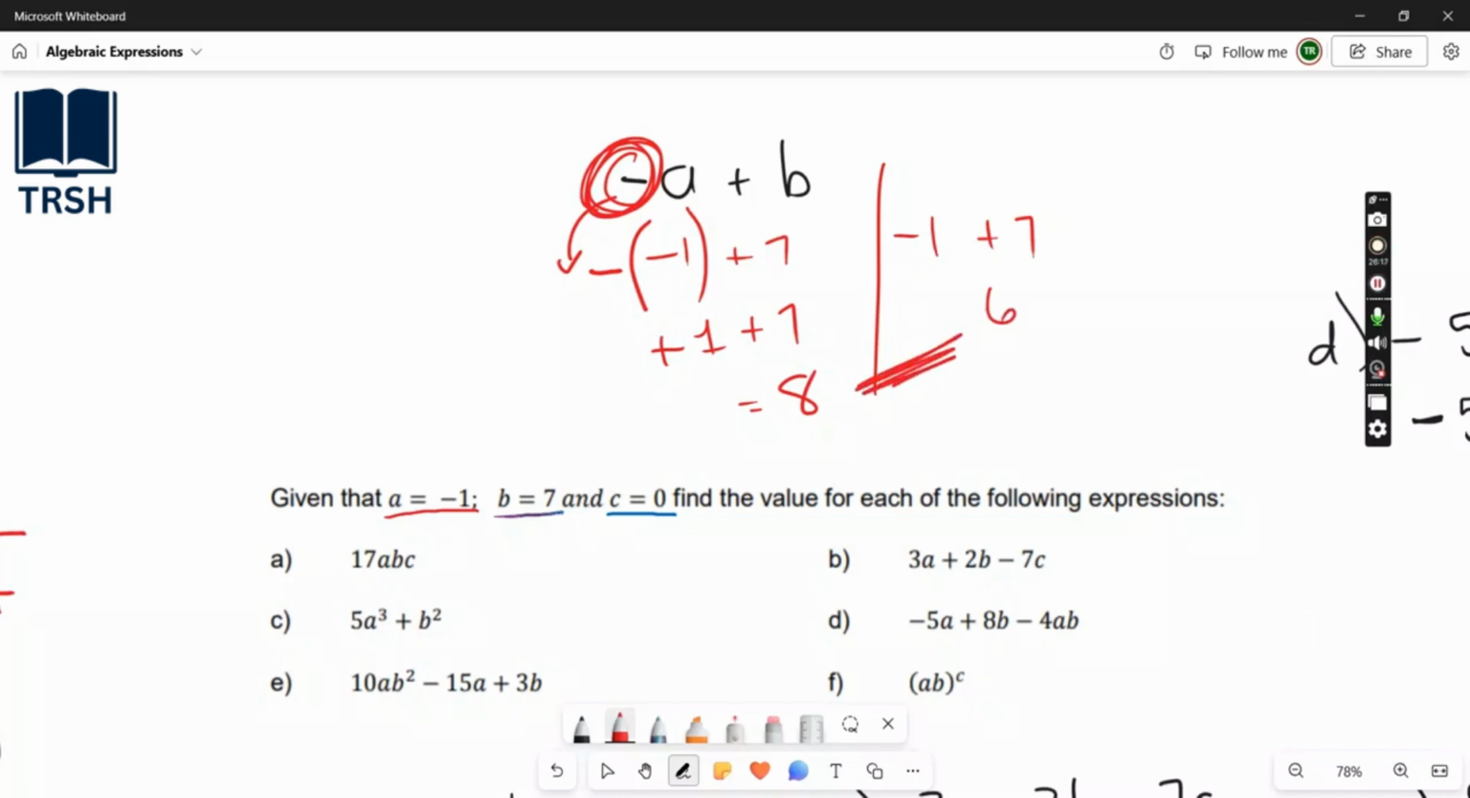And you can see that these two answers are not the same. And they're not the same just because of that negative. So it's always, always, always important to put whatever value you're substituting in bracket.